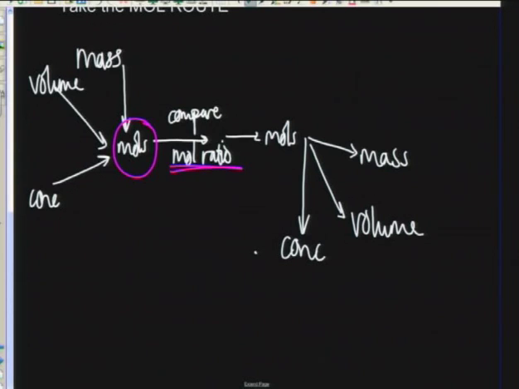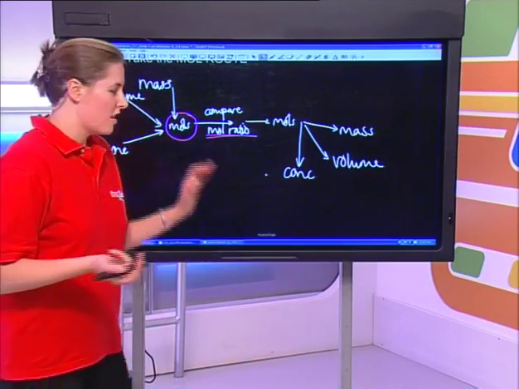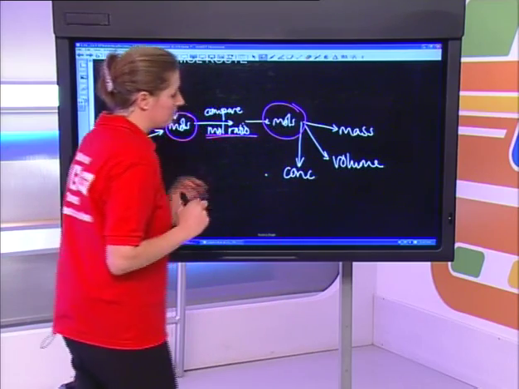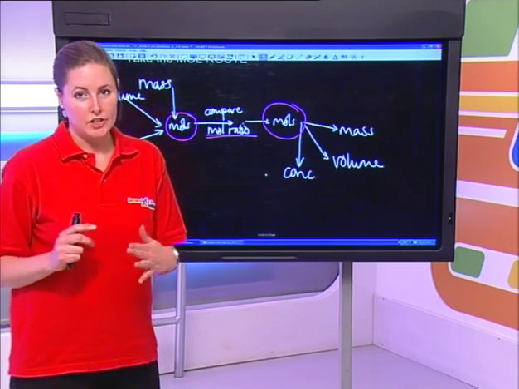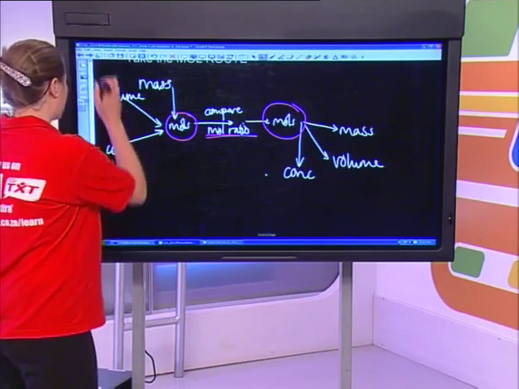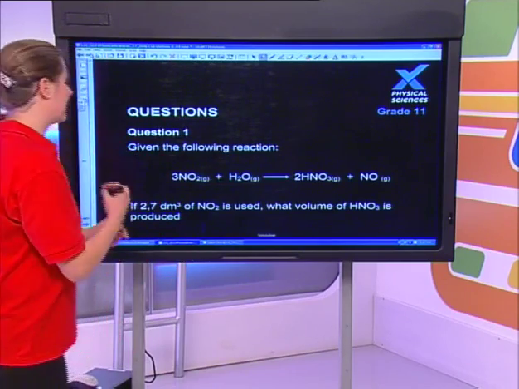Then compare with the mole ratio. Maybe it's a 1:1 ratio, maybe it's a 1:2 ratio, or any other type of ratio. We're going to compare with the mole ratio, get our second substance into number of moles, and then work out whatever we need to answer the question. So let's get straight into one of the questions. I've got here question 1. Let's have a look at it.